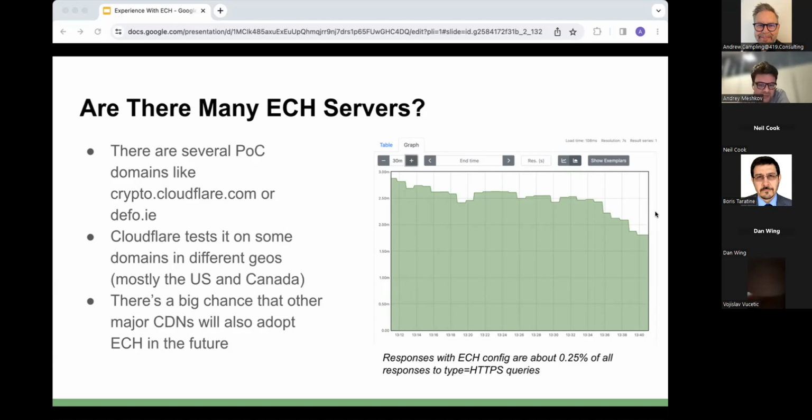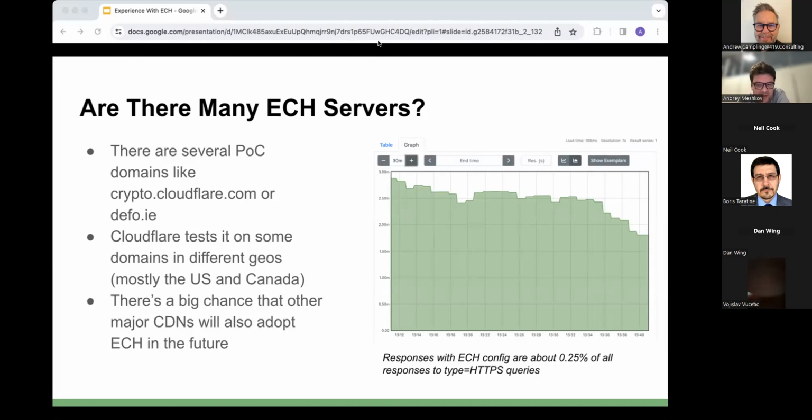Most of the DNS responses with ECH config we saw on our American servers. And on this slide, you can see an example that on these servers, responses with ECH config are about 0.25% of all responses to HTTPS queries. So basically, the number of domains that support ECH is not too high, and you can only encounter them if you live in the US or Canada. But that's at the moment.